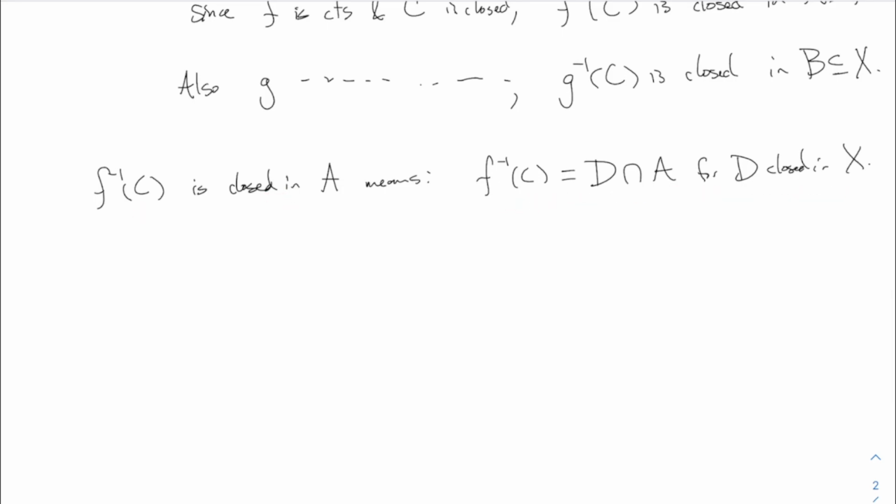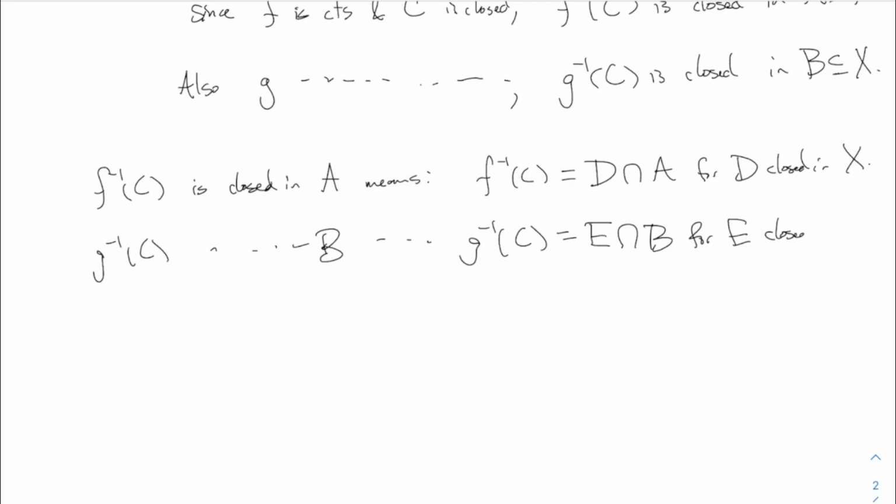Okay, I'm going to write the same thing for G. G inverse of C is closed in B means G inverse of C is some other set, I'll just use a big E, intersected with B, for E closed in X. Just using the definitions. And actually now this is pretty much enough to end the proof.